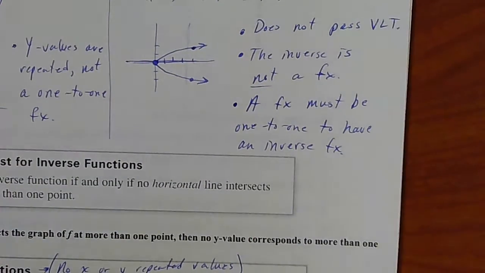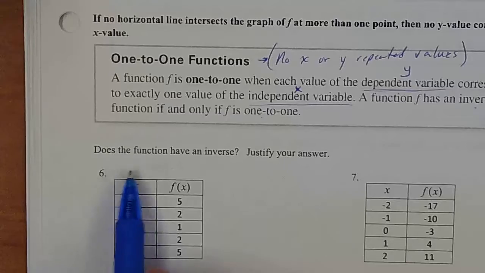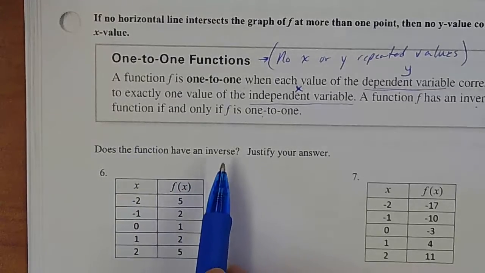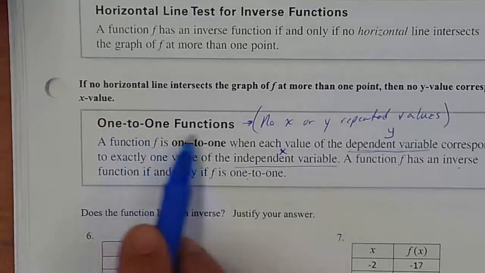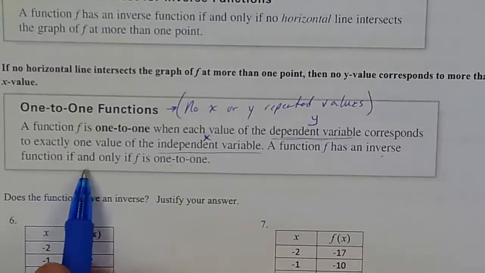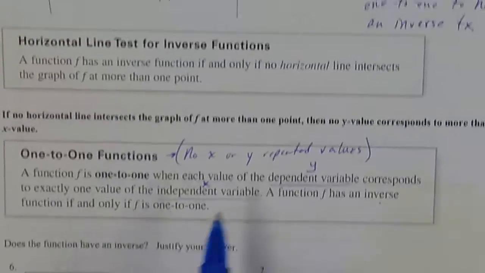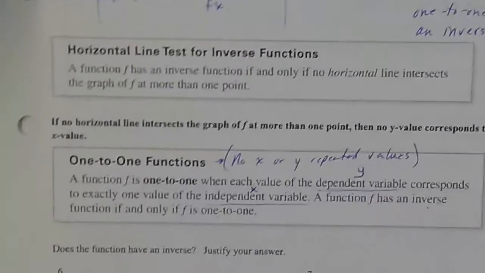Okay, so now we're ready for example 6 and 7. The question says, does the function have an inverse? So basically what we want to find out is, is it 1 to 1? Because if it's 1 to 1, then we know it has an inverse function. So that's the key step here. So are there any x or y repeated values here?